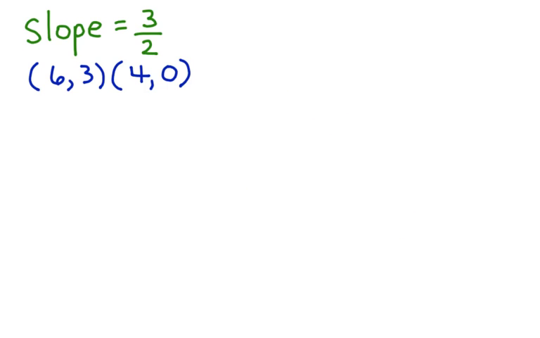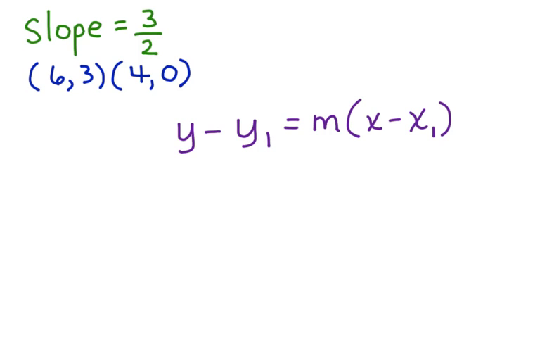The slope of the line is 3 over 2, and we know that the line passes through these 2 points, (6, 3) and (4, 0). Now, let's look at the next step. Instead of trying to find the y-intercept, you're going to use the point-slope formula. Let's write it down. We don't know x and y, but we do know x1 and y1, and we do know the slope. Let's substitute what we know into the point-slope form.